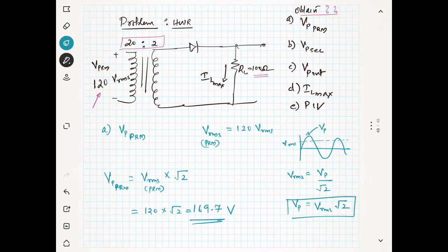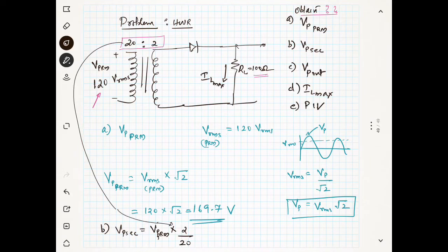Now what is Vp secondary? Now you can easily find Vp secondary. Vp secondary is equal to Vp primary multiplied by 2 by 20. You can see the turns ratio is coming in directly. So this is 169.7 multiplied by 2 by 20, which is equal to 16.97 volt. So that is Vp secondary.